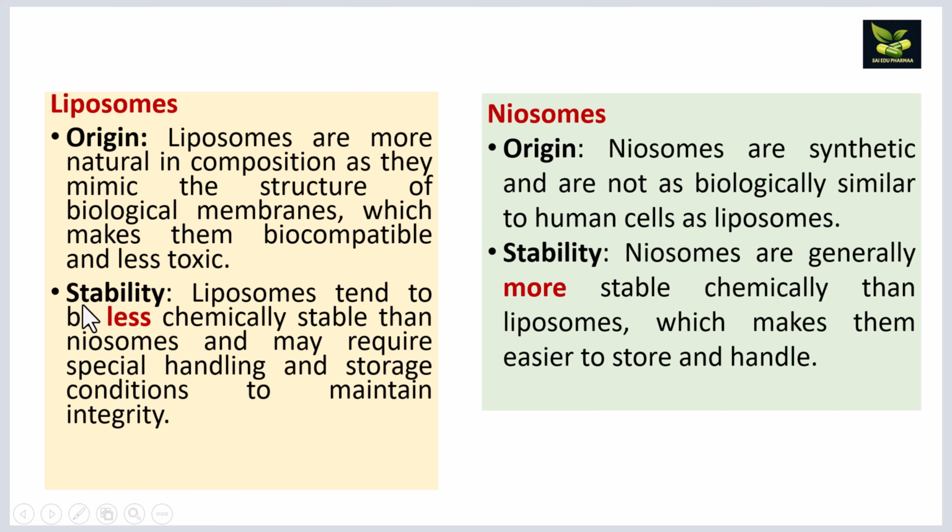Then we see stability. Liposomes tend to be less chemically stable than niosomes and may require special handling and storage conditions to maintain integrity. But niosomes are more stable chemically than liposomes, which makes them easier to store and handle. Actually, initially liposomes were prepared, but because of the stability problem, various modifications were done, and out of those modifications, various other types of vesicular systems were developed, like niosomes, ethosomes, transferosomes.